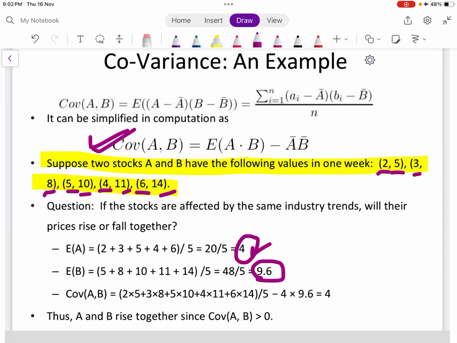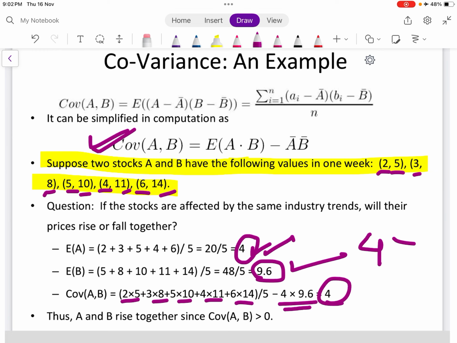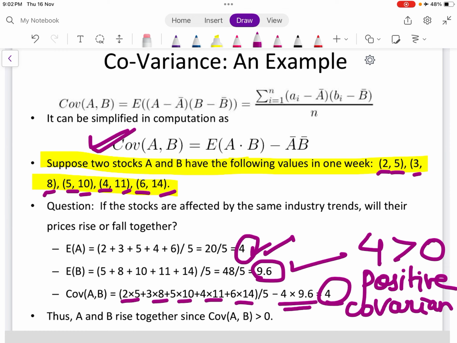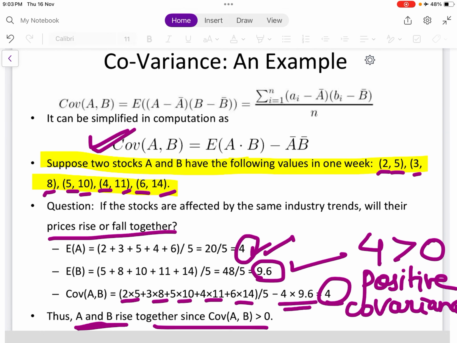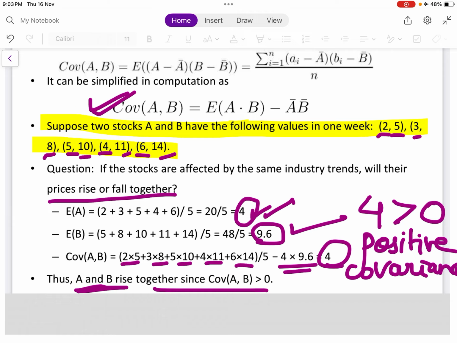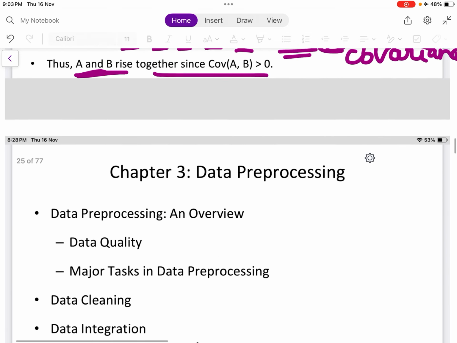So A into B is 2 into 5 plus 3 into 8 plus 5 into 10 plus 14 into 11 plus 16 into 14, divided by 5, minus E of A bar and E of B bar, which we multiply, and we get the answer as 4. Now because 4 is greater than 0, we say that it is a positive covariance. So what will happen when the stock prices rise? Obviously, because it is a positive covariance, we say that A and B rise together, the stock prices will rise. So this is the simple example. It can come for 5 marks on covariance.